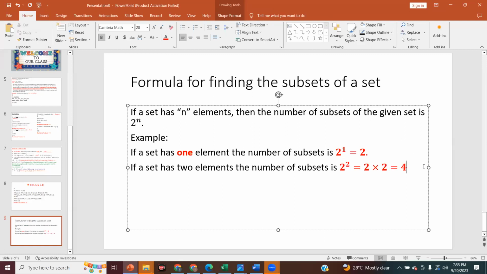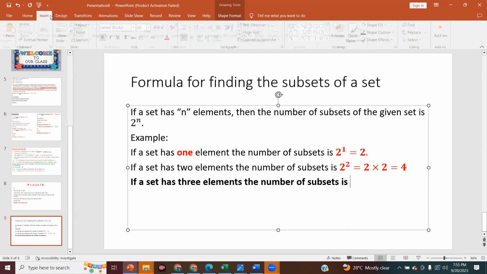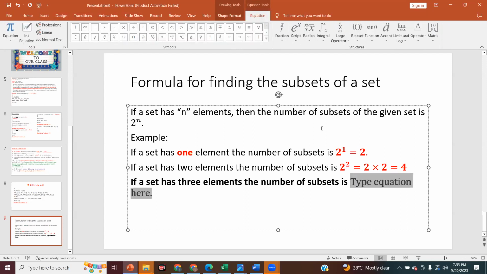8. If a set has 3 elements, the number of subsets is going to be 2 to the power of 3.